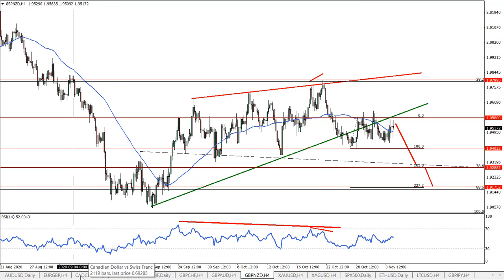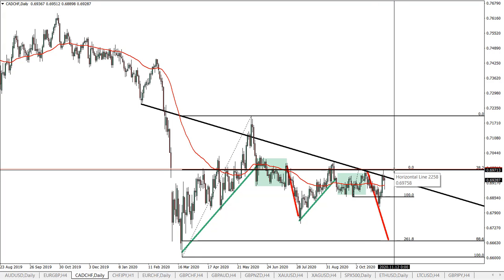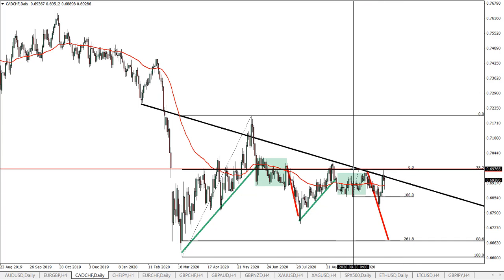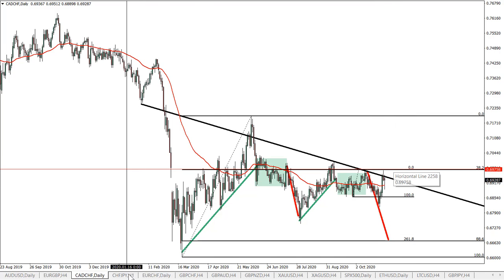Let's continue with others. Canadian Swiss franc, rejection of this resistance. So still bearish, long-term bearish, as long as we hold it. But you can expect spikes above, yes, but we need to stay below on the daily time frame.